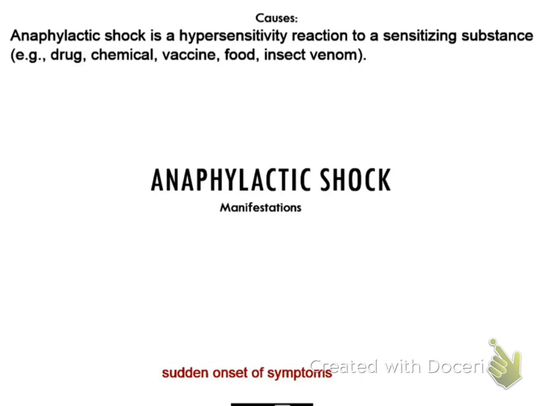So the manifestations: you're going to have respiratory distress, secondary to laryngeal edema or severe bronchospasm. You have massive vasodilation, so you're going to have circulatory failure secondary to the massive vasodilation. These patients are going to be third spacing on you because of the increased capillary permeability.